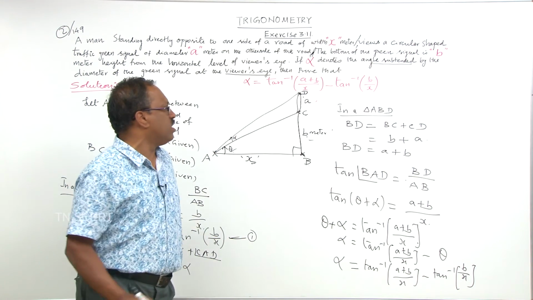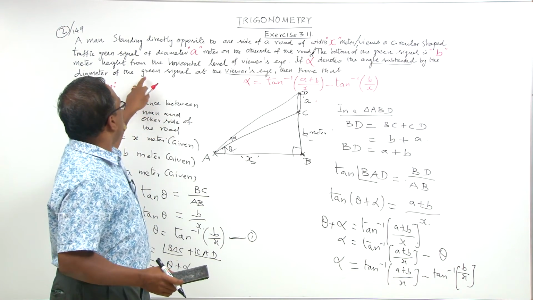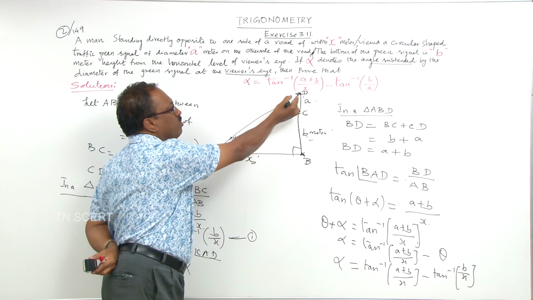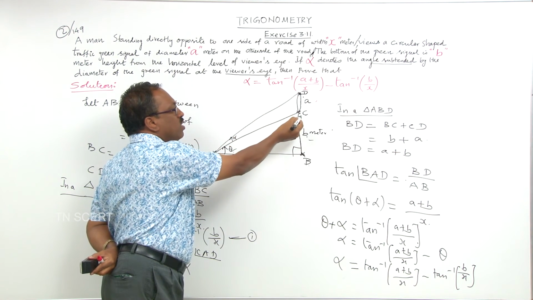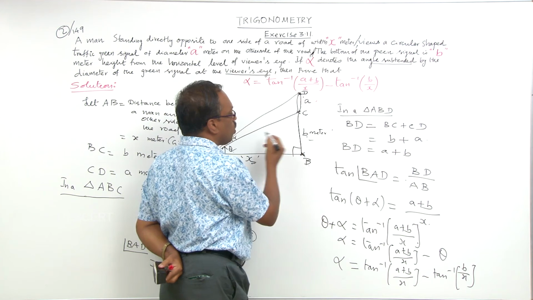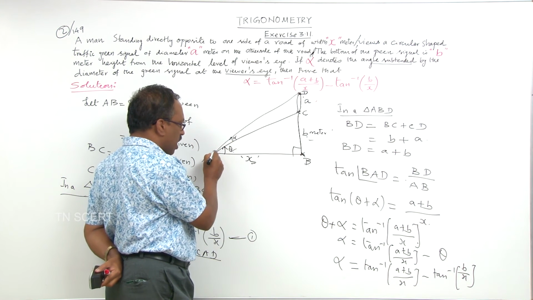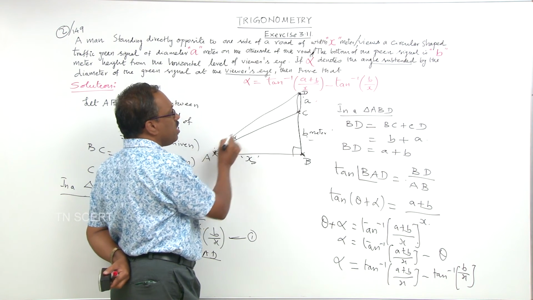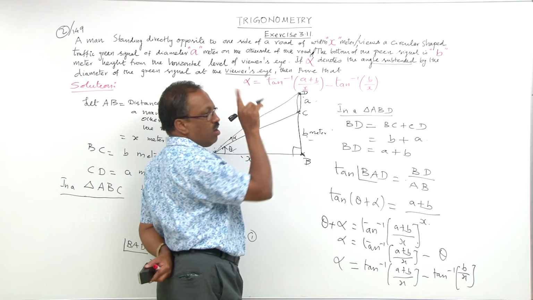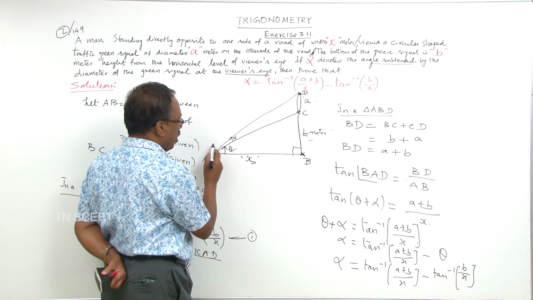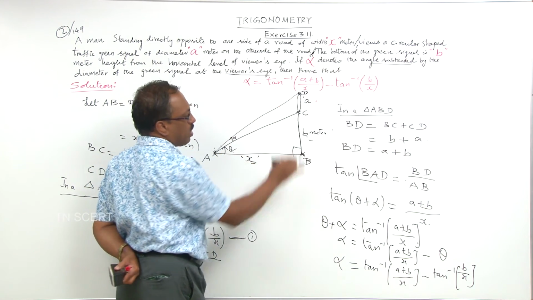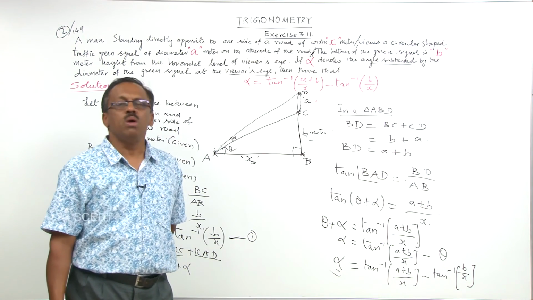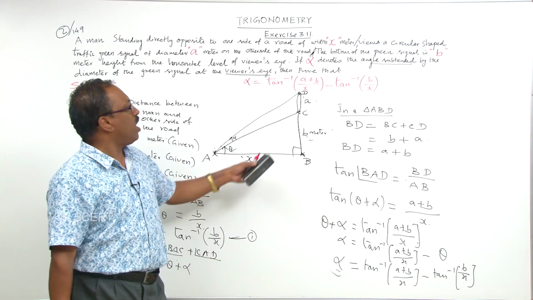So therefore alpha is the angle of the green signal at the viewer's eye. A person is standing here and wants to see from the tip of this particular point to the green signal. He wants to know what would be the angle for this. If I stand here, a person could see from here only. So this particular part is alpha. So he found the angle tan inverse of (a plus b) by x minus tan inverse of b by x.